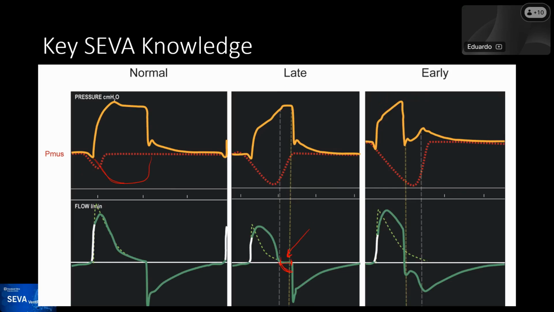And then you have early cycle, in which, because there's still PMOS, you will see the flow is going to be amputated. So instead of having that beautiful peak that we see on all of them over here, you're missing it. You're missing all this area, and that's because the flow is now trying to reach baseline, moving towards the baseline, which means that there is inspiratory PMOS.